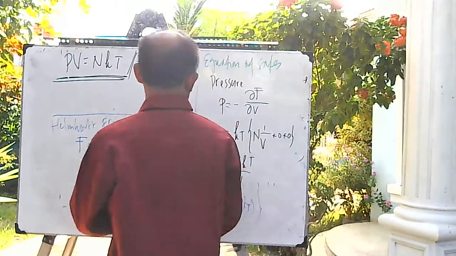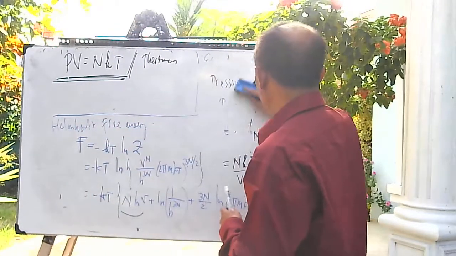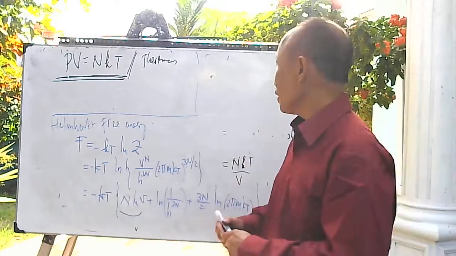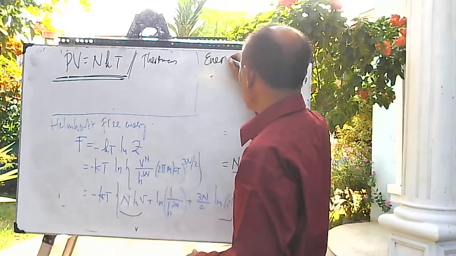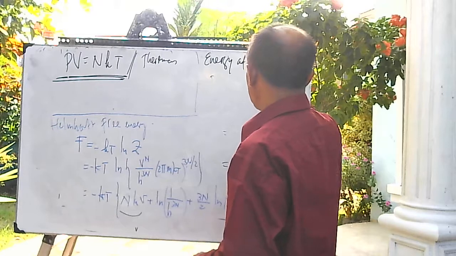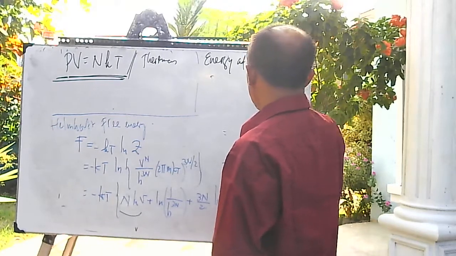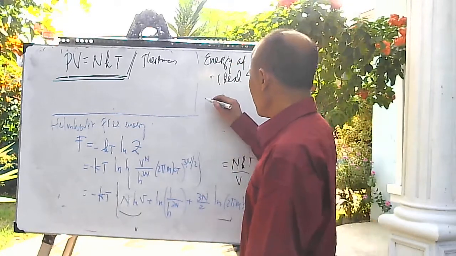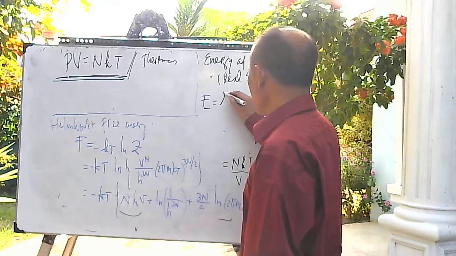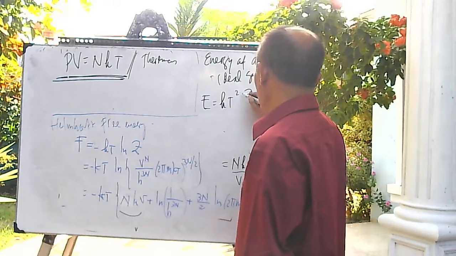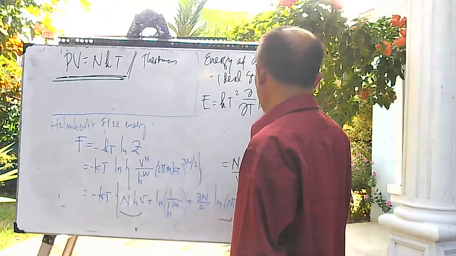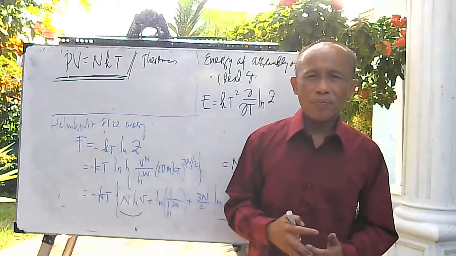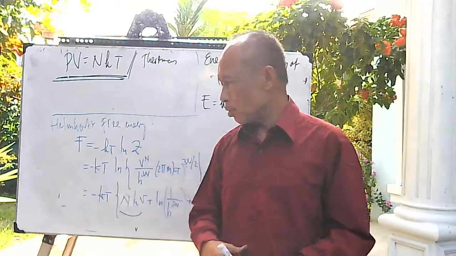Next, we will calculate the energy of an ideal gas, the energy of an assembly of ideal gas. We have also learned that the energy is expressed as kT squared times the partial derivative of ln Z with respect to T. So the differentiation is performed against temperature.